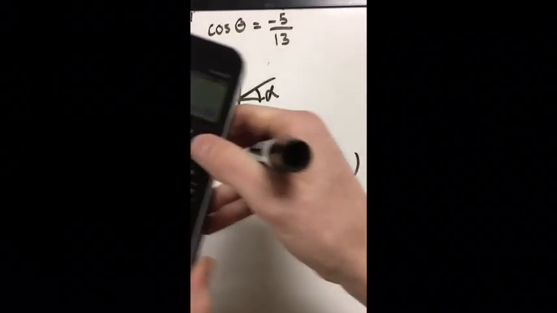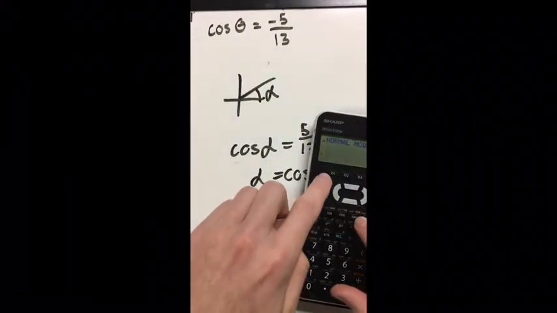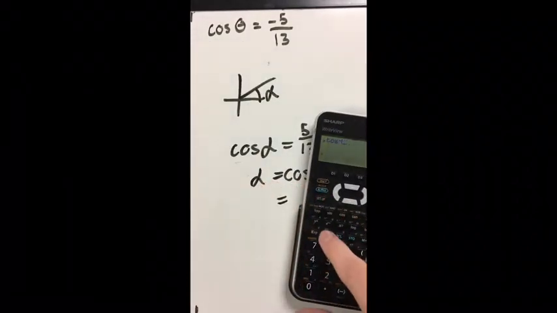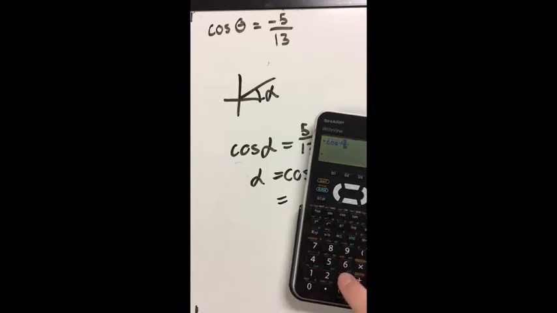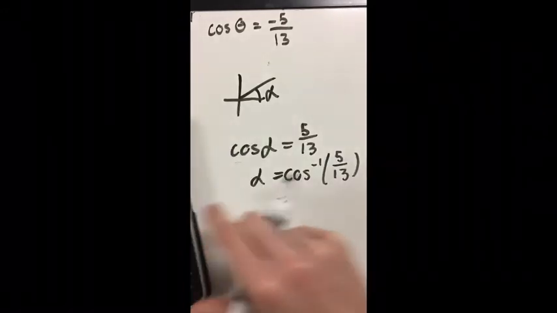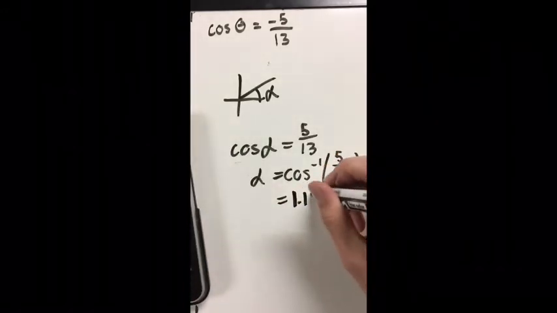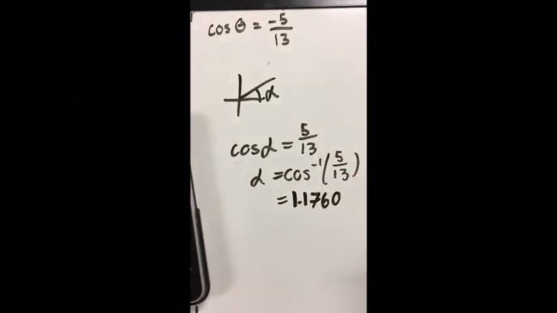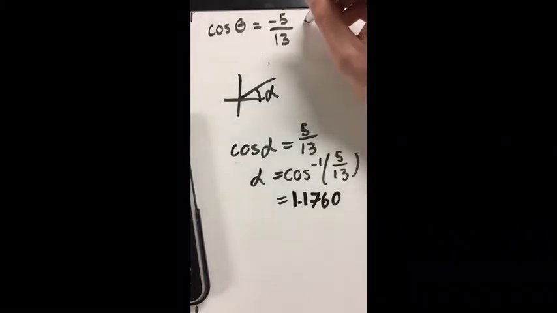Now we just bring out our calculator and put that in. Cos inverse of 5 over 13 is equal to 1.1760. We'll write this up at the top for later.